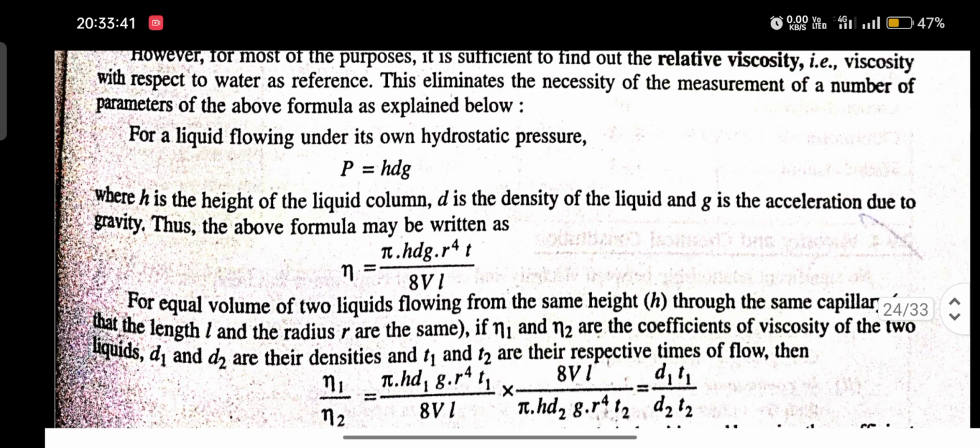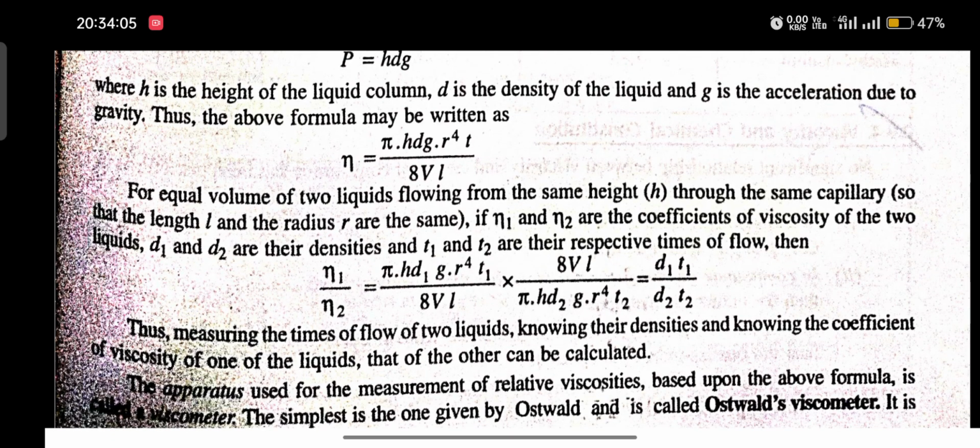For a liquid flowing under its own hydrostatic pressure, P = hdg, where h is the height of the column, d is the density, and g is the acceleration due to gravity. Here the formula is η = π × hdg × r⁴t / 8VL, for equal volumes of two liquids flowing from the same height h through the same capillary, so that the length L and the radius are the same.